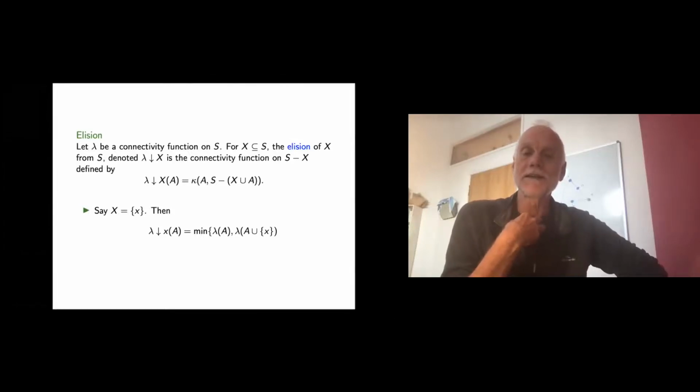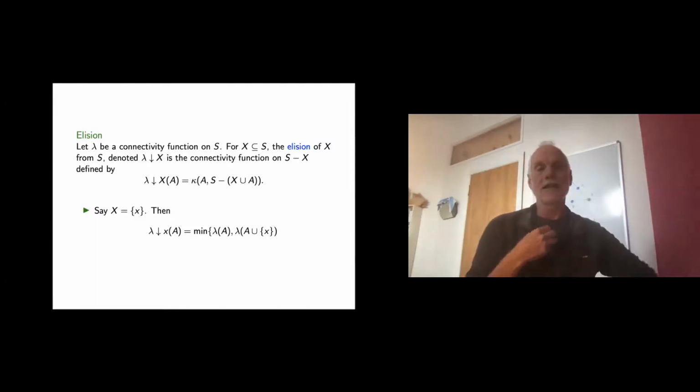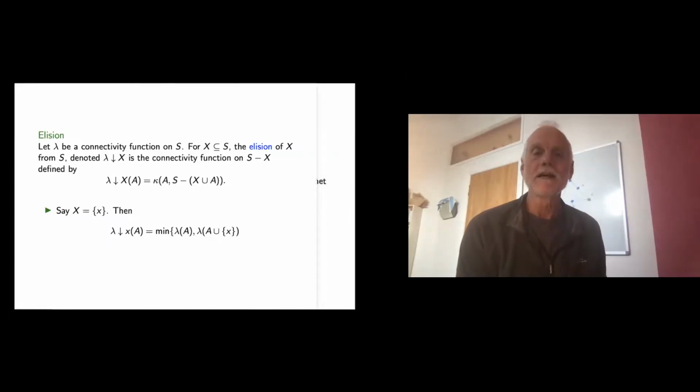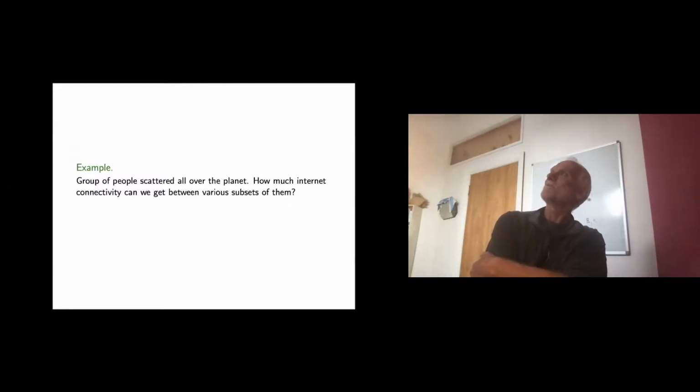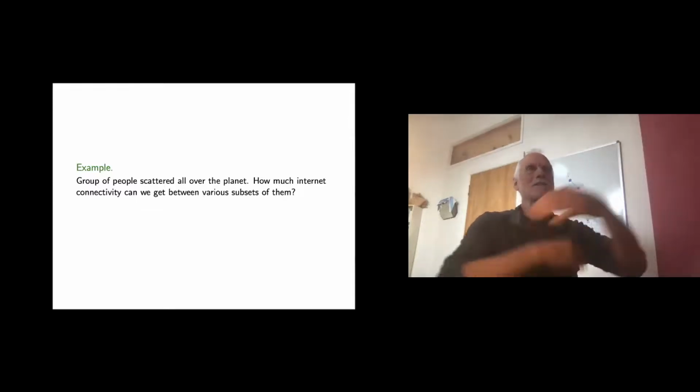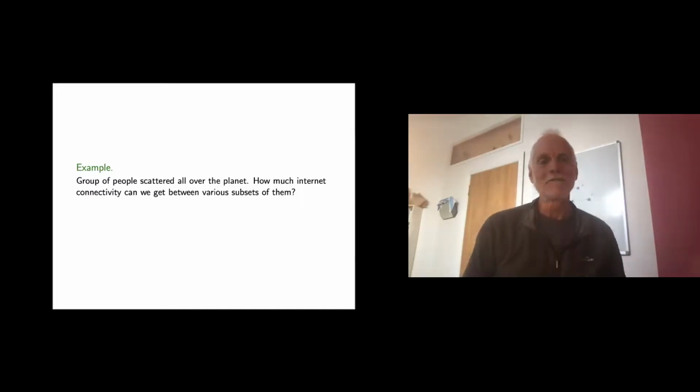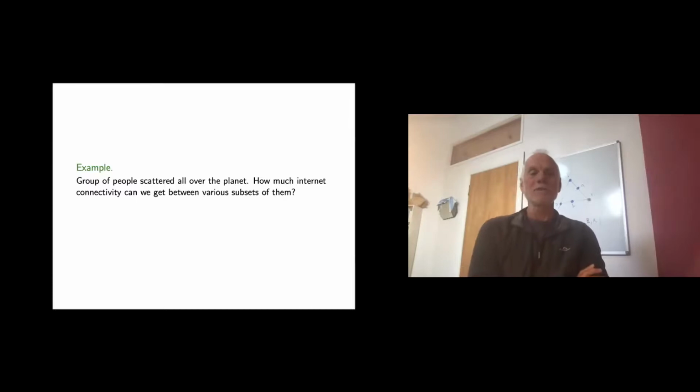If I just remove a singleton X, and you look at a subset A of E minus X, or S minus X in this example, then it's just the minimum of the connectivity of A or A union X. So it's very simple in that case. So what are we really trying to say here? Here's an example. I've got a group of people scattered all over the planet. They might be sharing a Zoom call or something, who knows? The connectivity function I've got in mind is associated with the internet. For every subset of people with a computer on the planet, there's some connectivity which measures the connectivity to the rest of the world. It's a massive ground set, but you might have, say, 1,000 people.